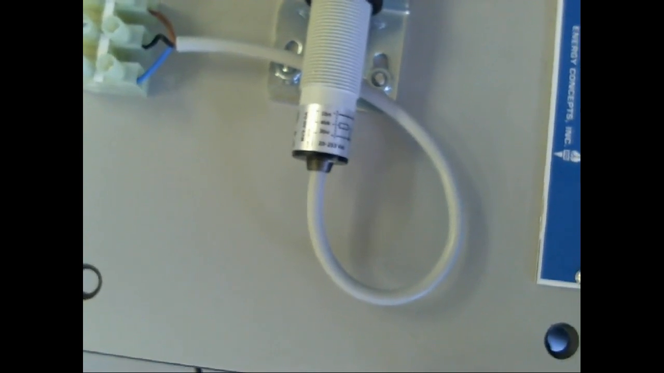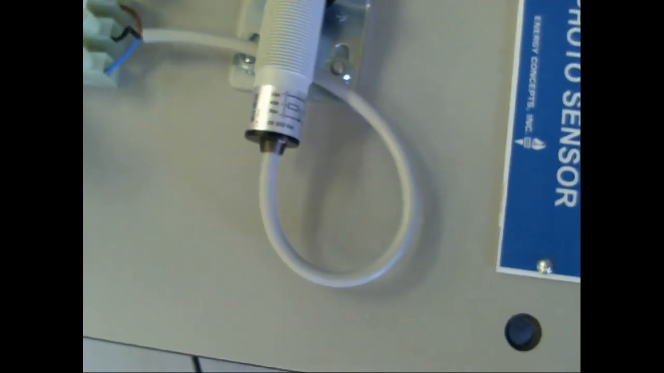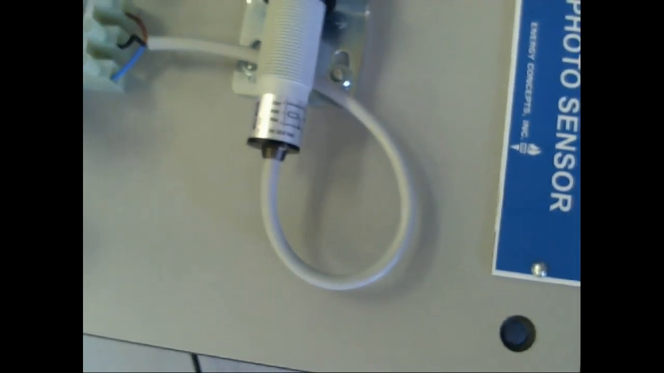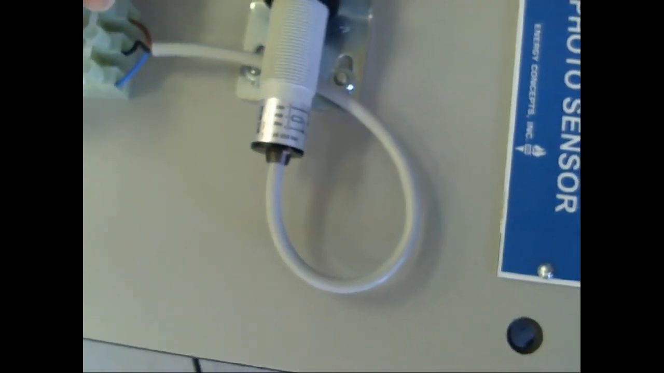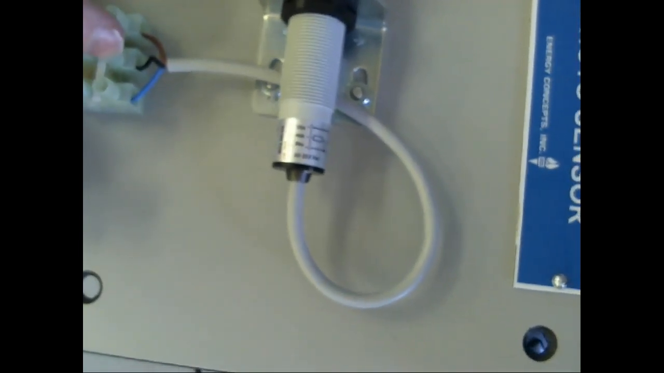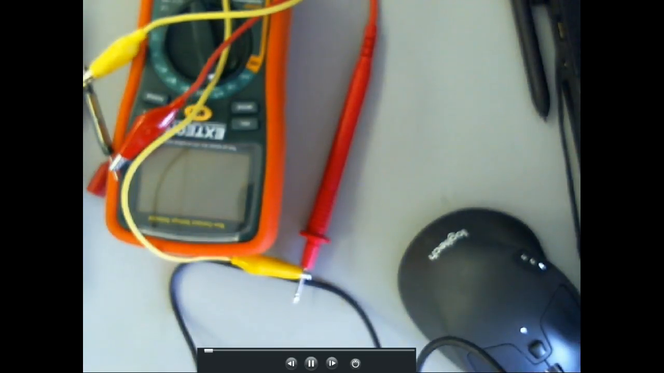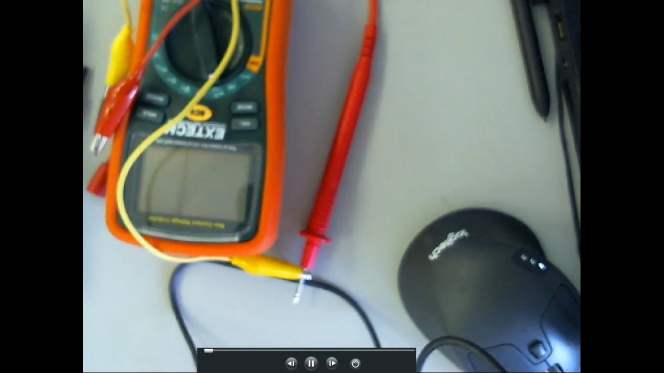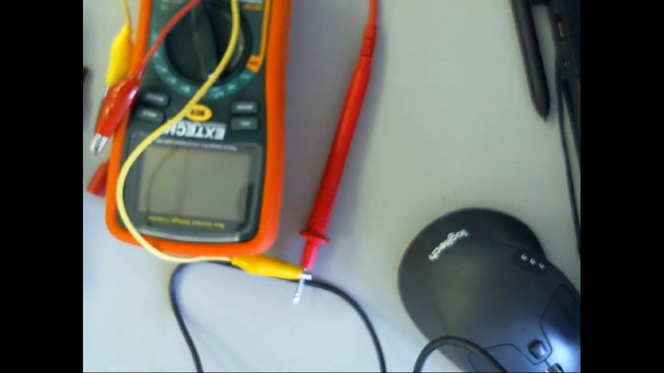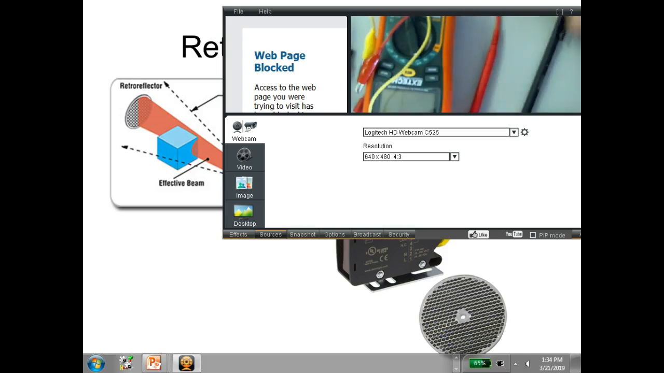Everybody understand that? Yes or no? Did blue go to L2? Yeah, blue goes to L2. In AC, brown goes to L1, blue goes toward L2, and then black goes to the load. In DC, brown connects to the plus, blue connects to the minus, and then the black goes toward the load. Y'all understand that? Let's draw it with our symbol.